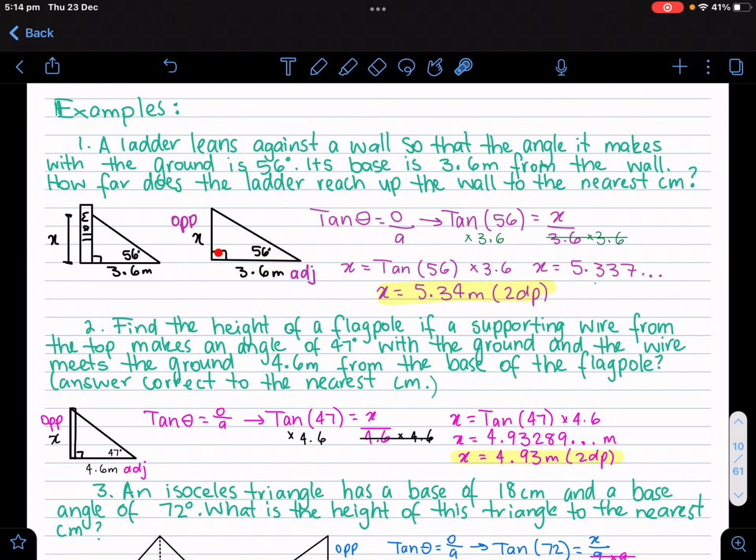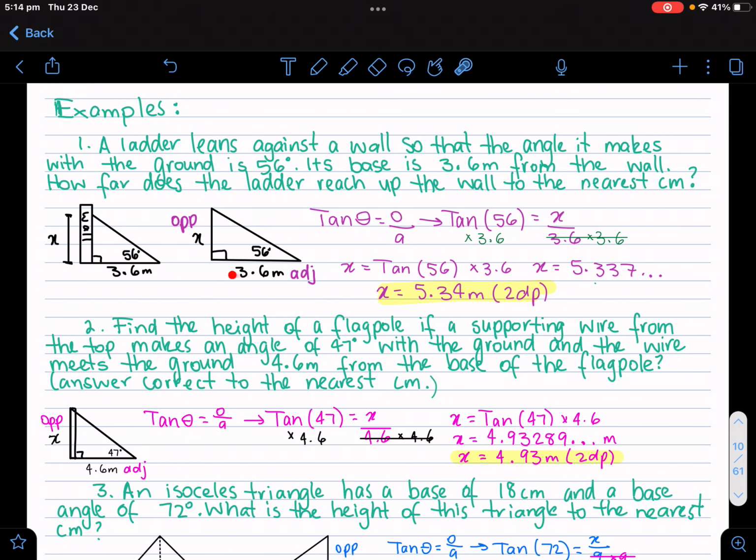Step number 1, label the triangle. So opposite the right angle is always the hypotenuse, but there's nothing there. Opposite the angle is the opposite side, and the last side left is adjacent. So this question here is using O and A. So we know we're using tan, TOA. We identify the trig ratio we use, tan theta equals O over A.